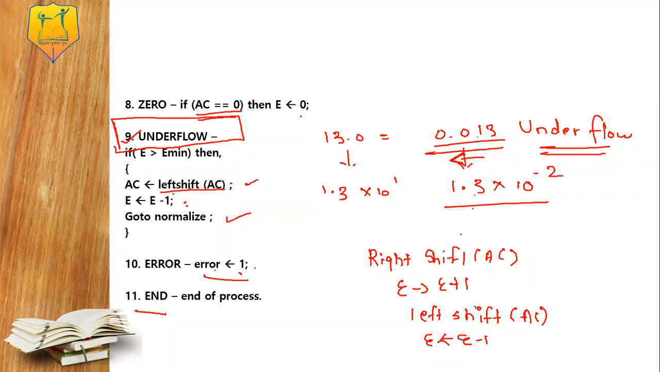Okay, and the final step is, after all these conditions are checked, you have to end the process. Hope you understand guys. Please raise your hand on WhatsApp guys, because this is the finalized part. Here your first chapter is finished, in which we covered Booth's algorithm, then restoring and non-restoring algorithm, and the floating point representation.